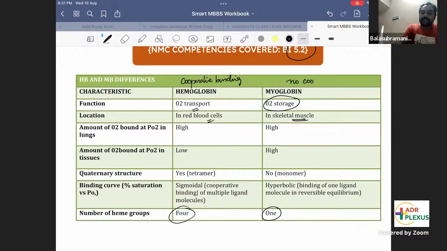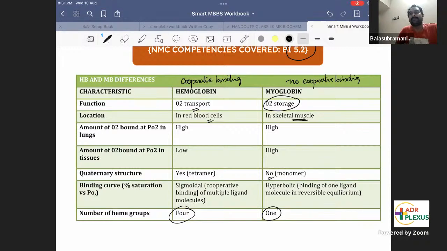Myoglobin does not have such cooperativity because it's going to bind only one oxygen. It's not exhibiting any kind of cooperative binding. And hemoglobin has subunits, so it has quaternary structure, whereas myoglobin does not have subunits, so it has only a tertiary structure. No quaternary structure.